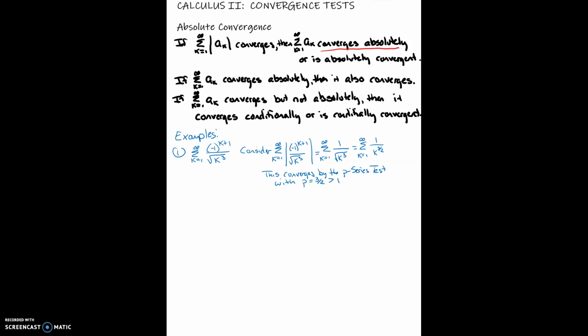So what we've decided is that the series of absolute values converges. Well, if the series of absolute values converges, then my original series over here, we say, converges absolutely.